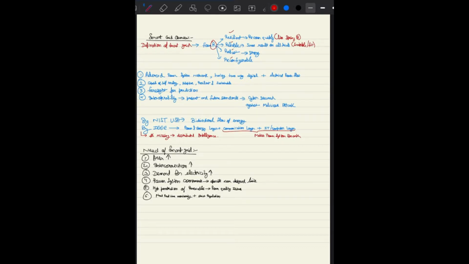Whenever we talk about resilient, what we mean is something that can recover very quickly, just like a spring. If we press the spring, it will come back to its original position. That is our resilient. Reliable: it gives same results in all trials. For example, when we perform tossing a coin, it will give probability 0.5, like it will be head or it will be tail. So it will not give same results on all trials. So this is not reliable. Robust means something that is strong. Reconfigurable means something which we can reconfigure to get the optimum results of that.